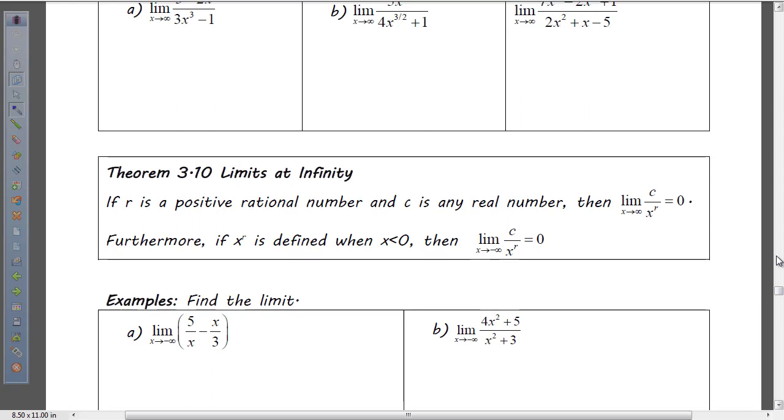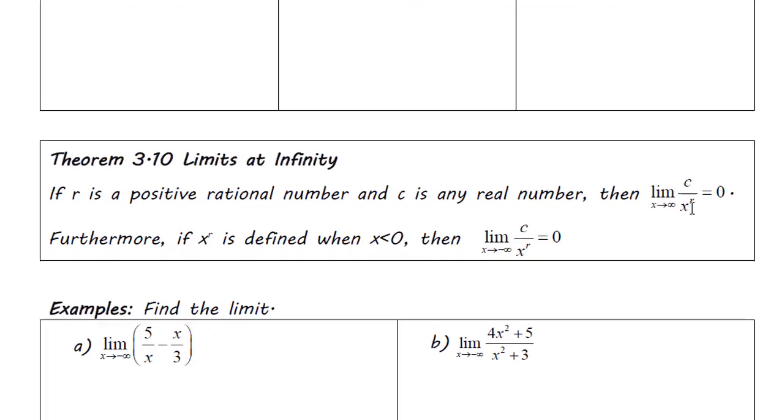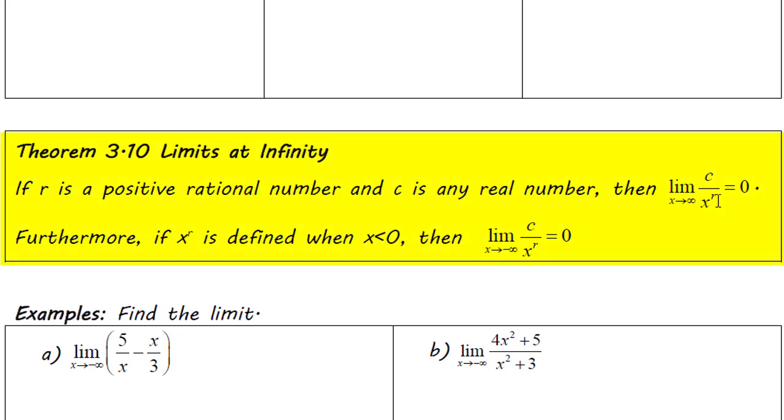If r is a positive rational number and c is any real number, then the limit as x approaches infinity of c over x to the r equals 0. Okay, and this is true even when x is less than 0. Okay, the limit as x approaches negative infinity for c over x to the r is equal to 0. So we want to try to get these things in a form where we have a constant over x to some positive power. If we can do that, we know that the limit's going to be 0, whether x is approaching infinity or x is approaching negative infinity.